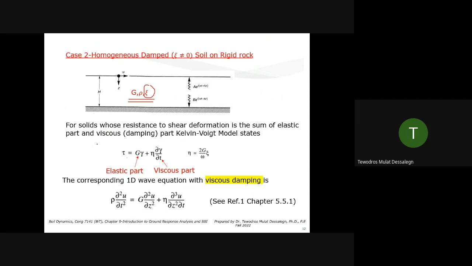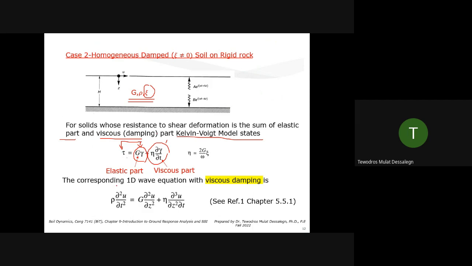So for solids or soils whose resistance to shear deformation is the sum of an elastic part and a viscous damping part, the Kelvin-Voigt model, the shear stress at any point has an elastic part and a viscous part. We were using just the linear assumption previously. Now when we introduce damping, the viscous part, we're using the Kelvin-Voigt model for the soil. Now we are introducing damping into the motion.